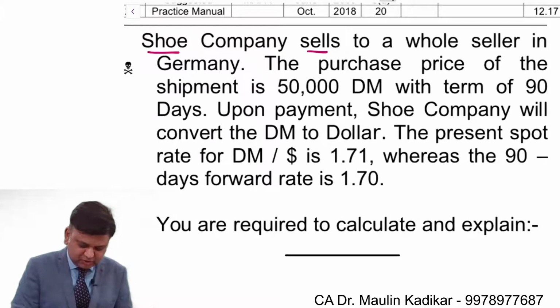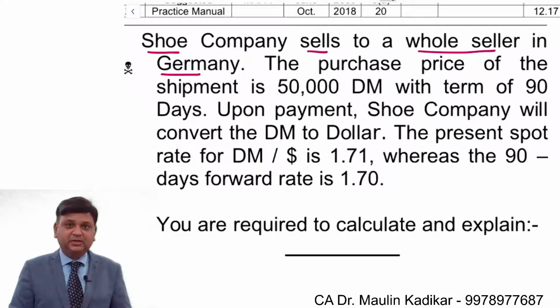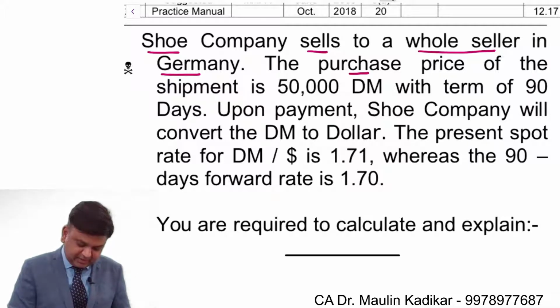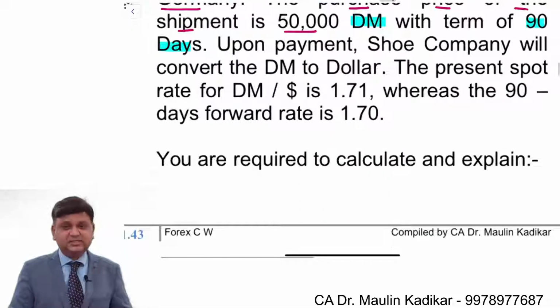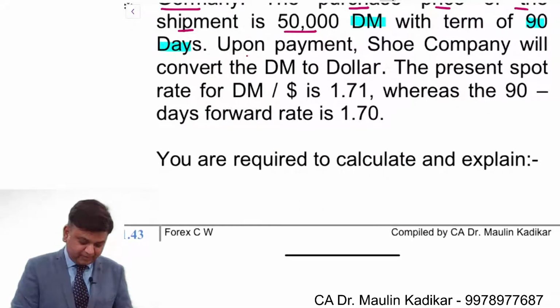A company called Shoe Company sells to a wholesaler in Germany. The purchase price of the shipment is 50,000 Dutch mark with the term of 90 days. So 90 days is a credit period. Upon payment, Shoe Company will convert Dutch mark into dollars.